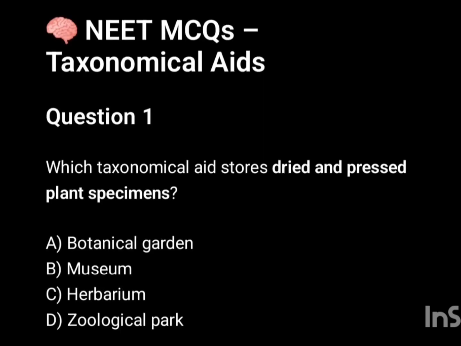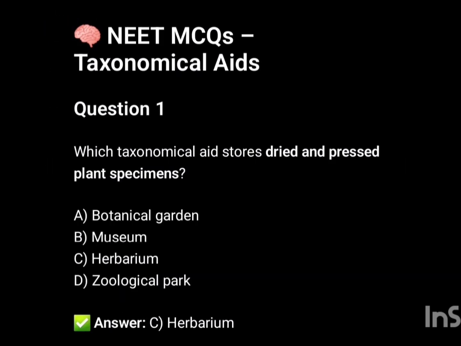Question number 1. Which taxonomical aid stores dried and pressed plant specimens? Options: A. Botanical garden, B. Museum, C. Herbarium, D. Zoological park. The correct answer is C, herbarium, because a herbarium contains dried plant specimens mounted on sheets.